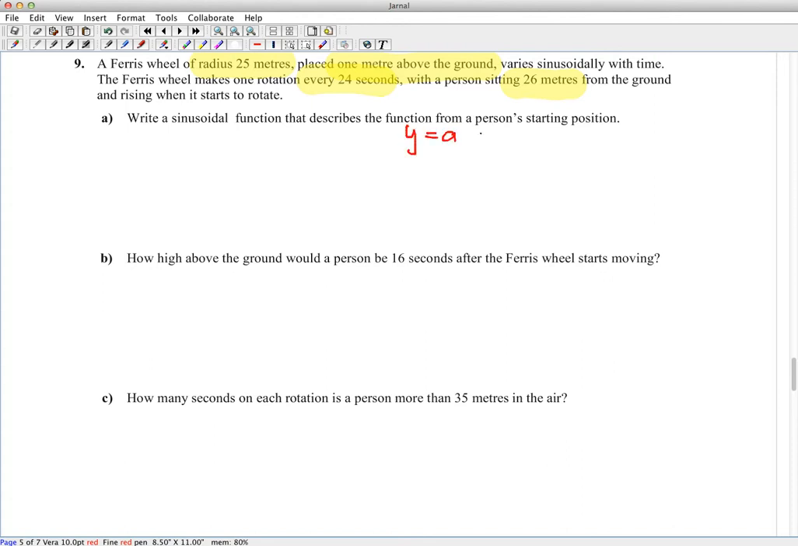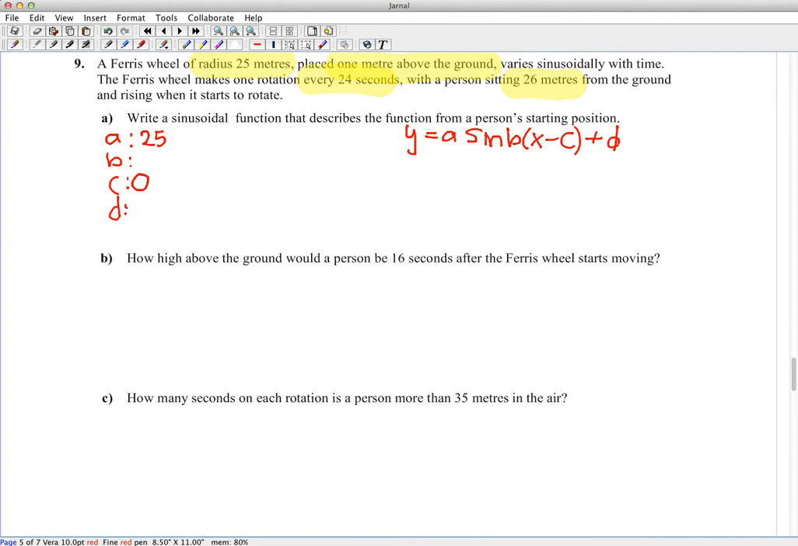Y equals A sine or cos B(x minus C) plus D. So the first thing I like to do is just find each of the variables. A, which is the amplitude, is going to be the radius in this. So A is 25. C is the phase shift, and since the person starts 26 meters and we're going to be using a sine graph, there's not going to be a phase shift, so we can just put a 0.